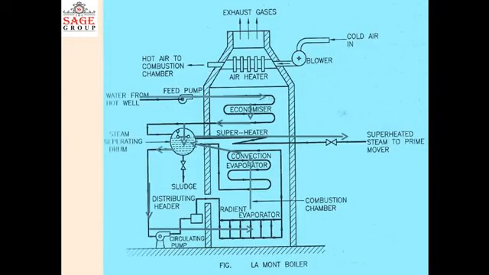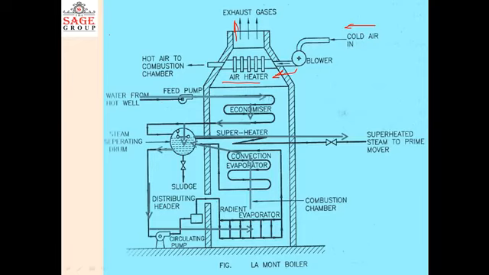Now you can see here the working of this Lamont boiler. At the top side, this is showing the exhaust gases. These will move from this top side. Now how it works, we start from the different units. You can see this chamber is the air preheater where the air is preheated. The cold air coming from the outside atmosphere, with the help of the blower, will enter the air preheater here.